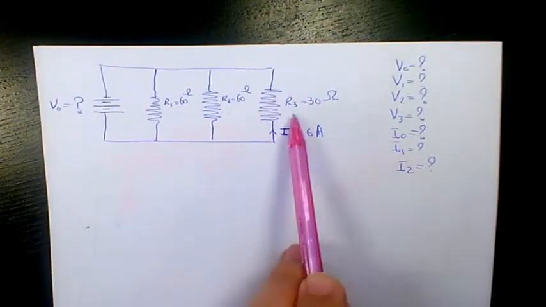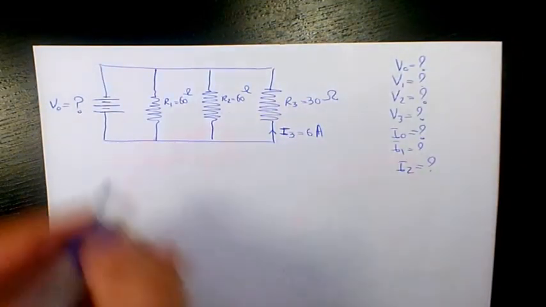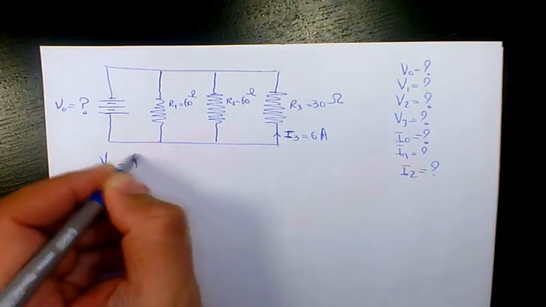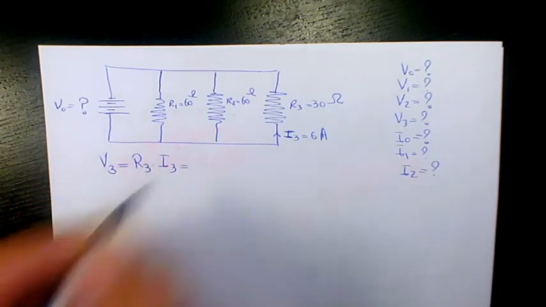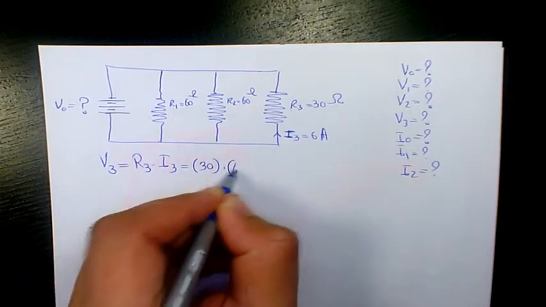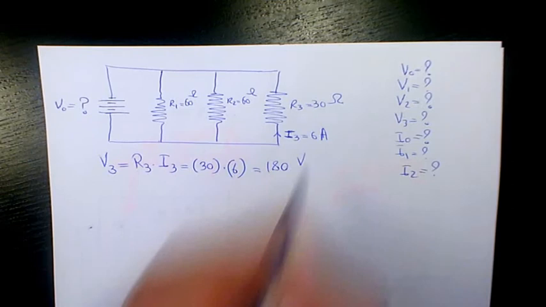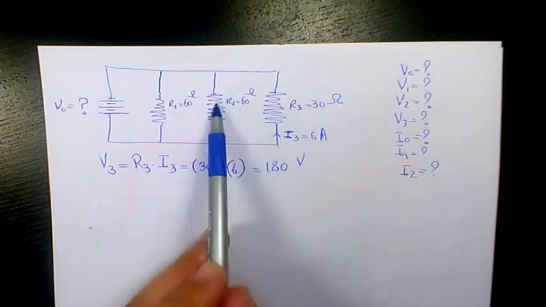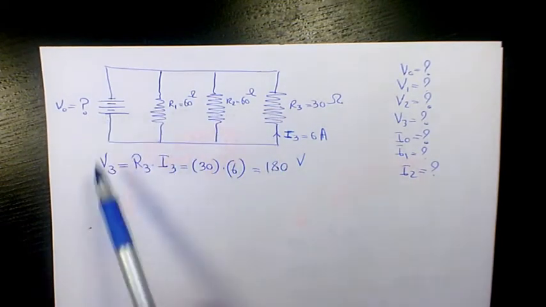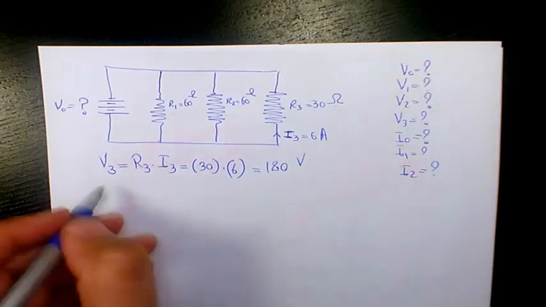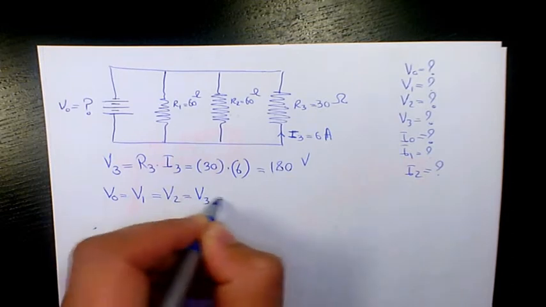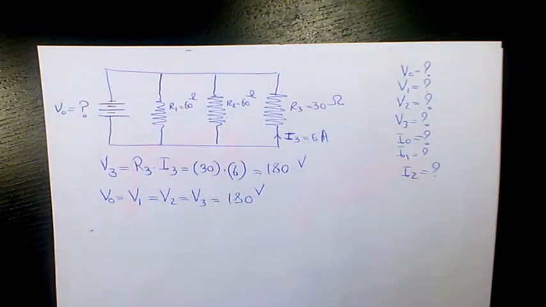In this part we have R3 and I3, so we can easily find out the voltage, which is going to be equal to R3 times I3. So we have 30 ohm times 6 amp, that's going to be 180 volts. Now since it's in parallel, based on Kirchhoff's law, we know all these branches have to have the same voltage. So V0 equals V1 equals V2 equals V3 equals 180 volts.